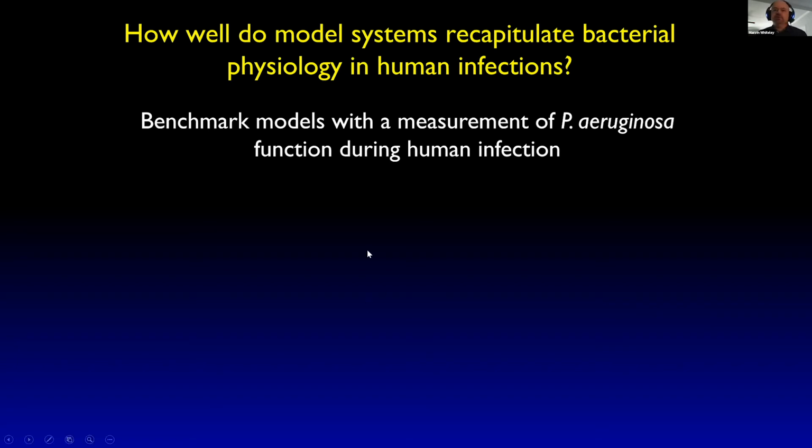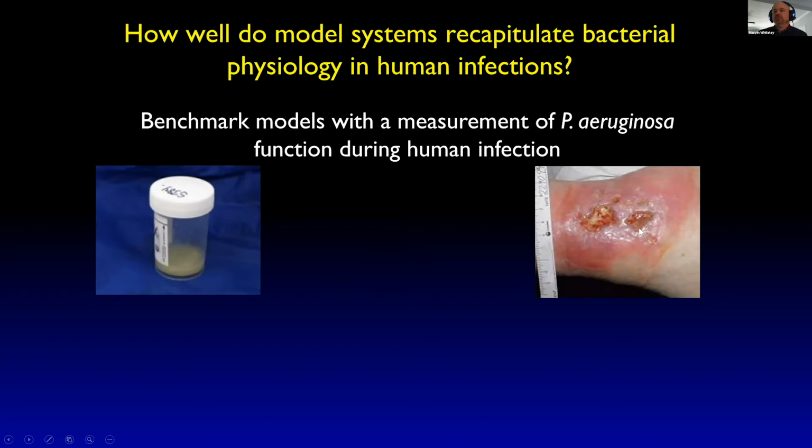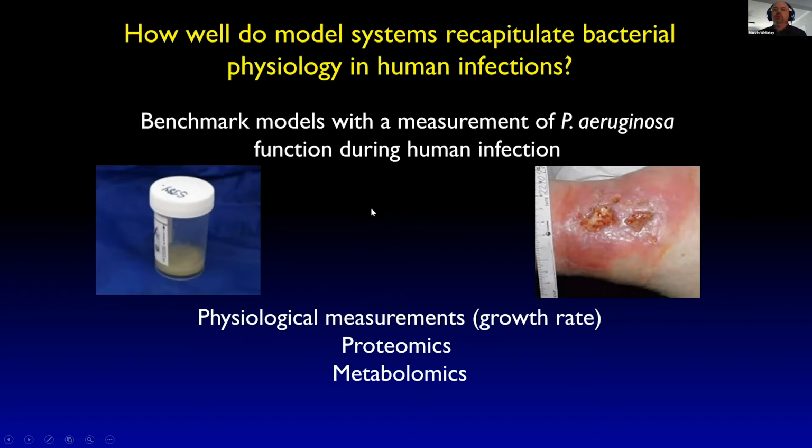So what you have to do is go out and get human samples, and then measure something. There are a lot of things you can measure, but you want to measure something in these human samples, then go to your model and measure it, and then ask, how close are they? That's the basic idea. So what can you measure?